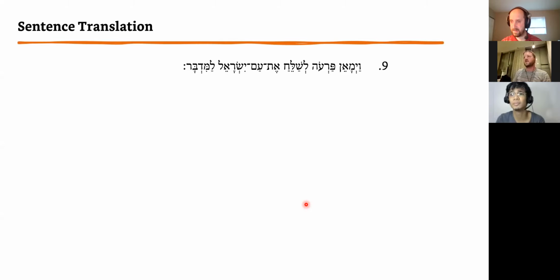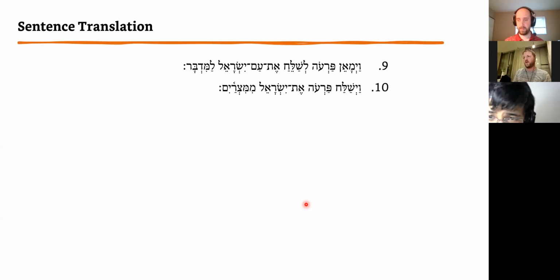So in this case, Vayima'en Paro, Pharaoh refused l'shaleach et Am Yisrael haMidbar. He refused to send out Israel, the people of Israel, to the desert. So you've got lishloach, to send, and l'shaleach, an intensive form of sending, to send out, or even to send away. Okay, this uses the same verb. Hosea, number 10, if you would.